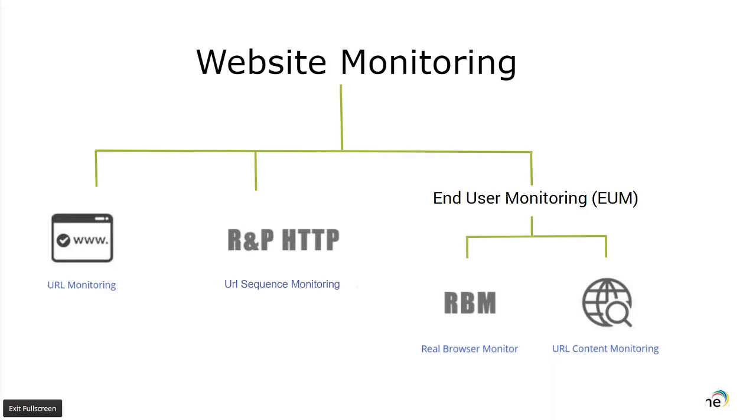That is, as the name suggests, the URL monitor helps you monitor the performance in terms of the response time and other metrics when it comes to a particular URL or a website that you might have. Now, the URL sequence monitor is the same thing, but this happens for a sequence of URLs.